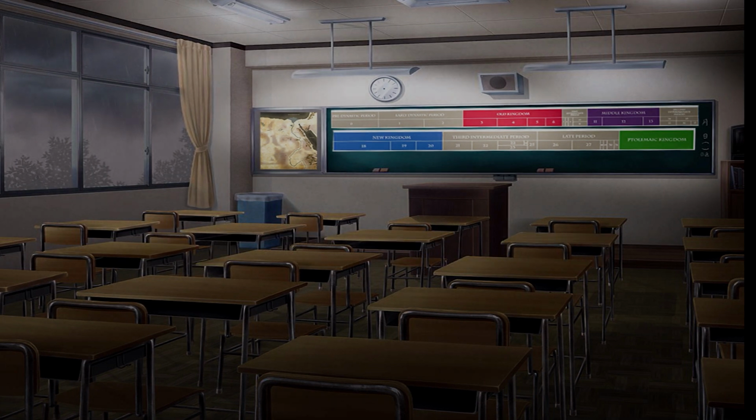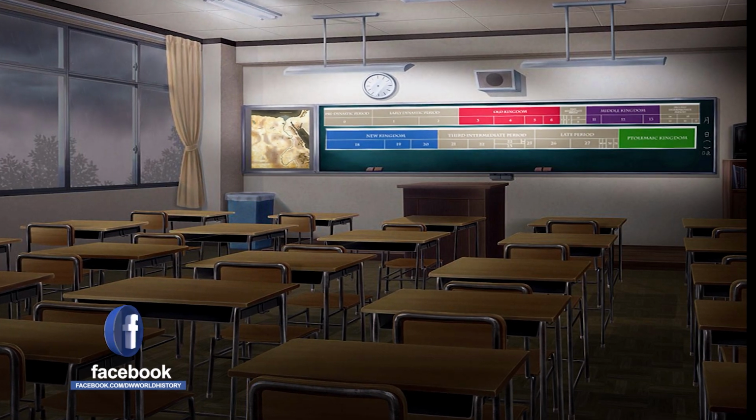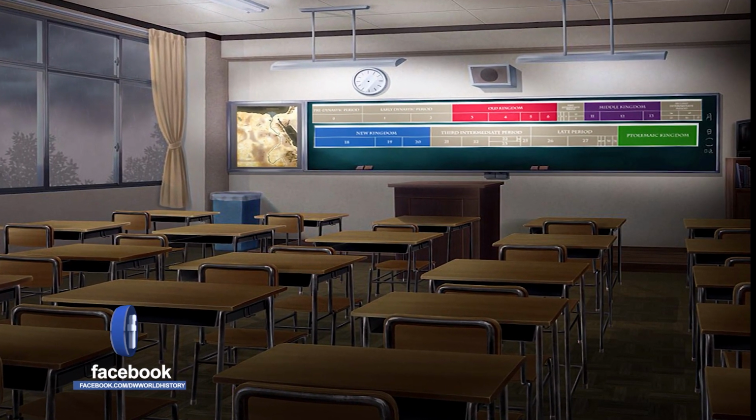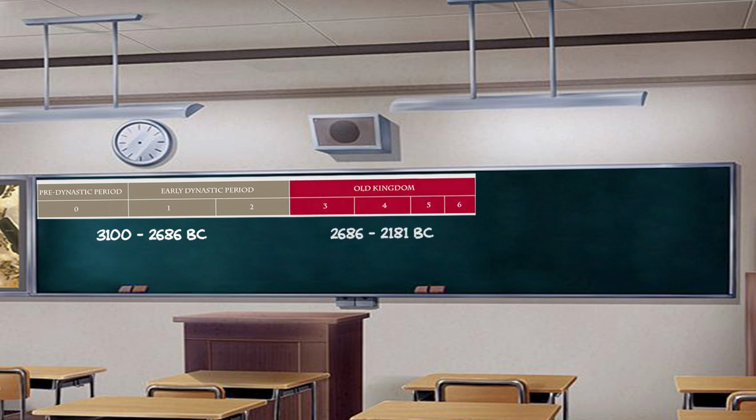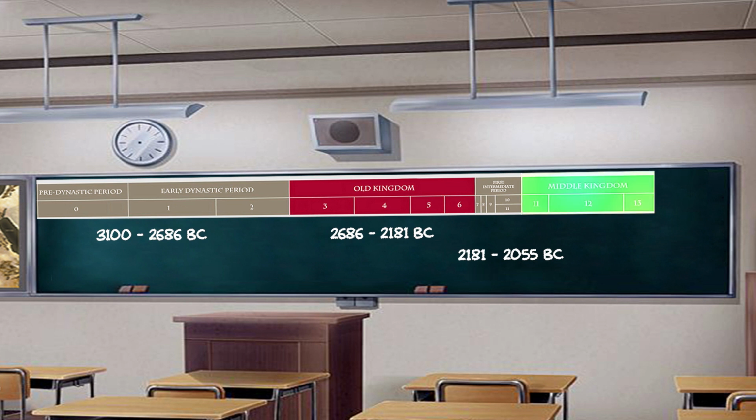Because Egyptian history lasted so long, Egyptologists divide the historical timeline into 9 periods. The pre-dynastic period, from roughly 3100 to 2686 BC. The Old Kingdom, from 2686 to 2181 BC. The First Intermediate Period, from 2181 to 2055 BC. The Middle Kingdom, from 2055 to 1650 BC.